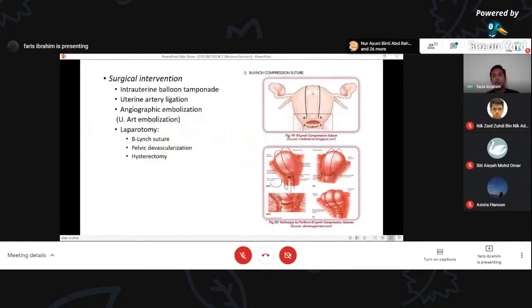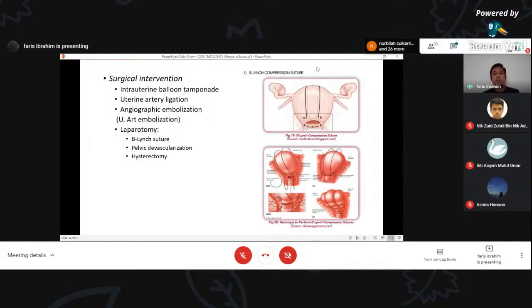This one, B-Lynch suture. So saya pun tak tahu lah surgical intervention ni, saya tak pernah tengok. Tapi the theoretical part is that the first line is B-Lynch compression suture, yang ni. The second in line is ligation of the uterine artery, or ligation of the internal iliac artery. And then you can also, with the help of the interventional radiologist, do uterine artery embolization. So the idea is you want to cut off the blood supply towards the uterus. So uterus akan mati, so dia tak akan bleeding lagi. So that's the role of embolization.